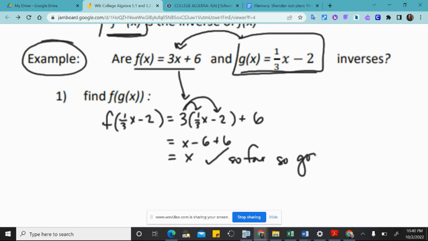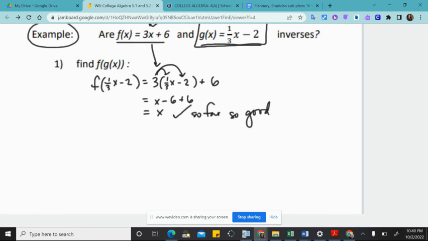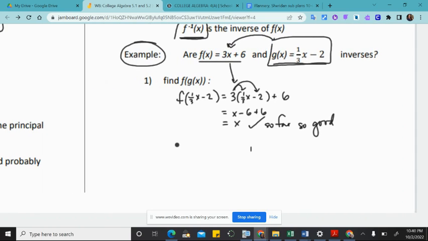Now we have to go backwards and see if it's still true. And I want to do this on the same page. On the way mine's printed, it shows at the top of the next page. I don't know what it looks like for you. But now I'm going to pop it on here because I want to go backwards. Find g of f of x.